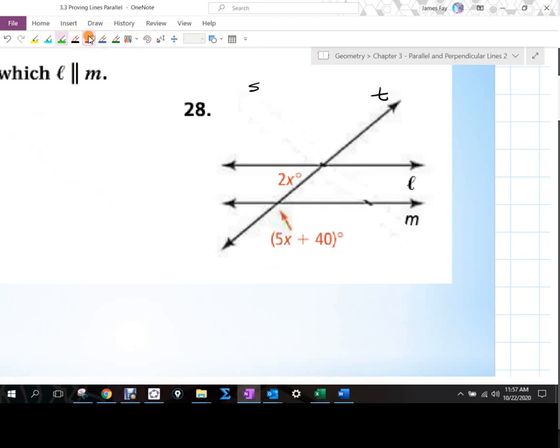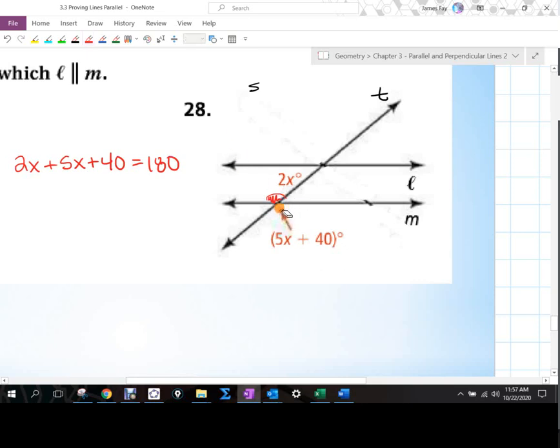Okay, so you're saying that this angle here and that angle there are vertical. So you're going to transfer 5x plus 40 to right here. And then that would be same side interior with 2x, right? So you can say that 2x plus 5x plus 40 is equal to 180.